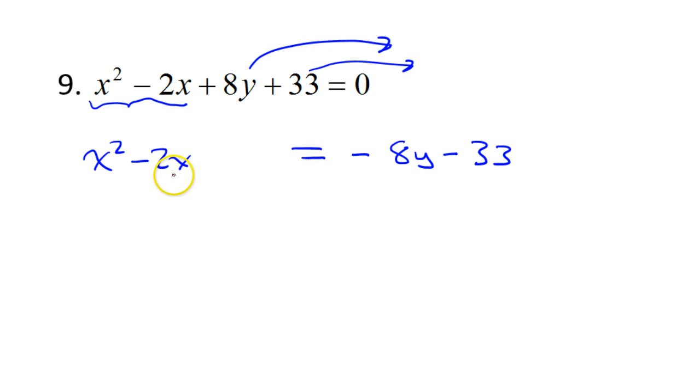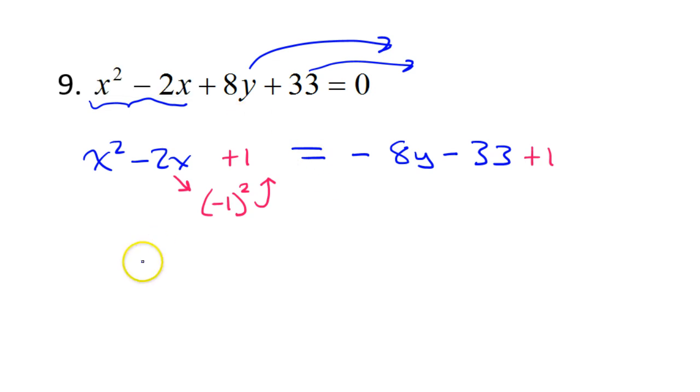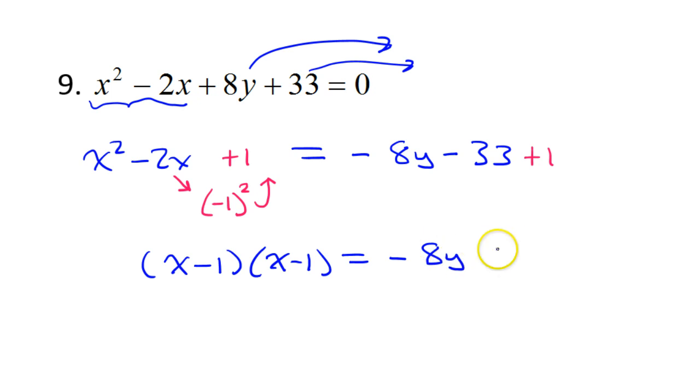Now it's time to complete the square. Half the middle squared. Half of this is negative 1. Square it, and you've got positive 1. I immediately need to add 1 to the other side to balance it out. All right, so this is going to factor down to x minus 1 twice. And combining like terms here, I've got negative 8y minus 32.